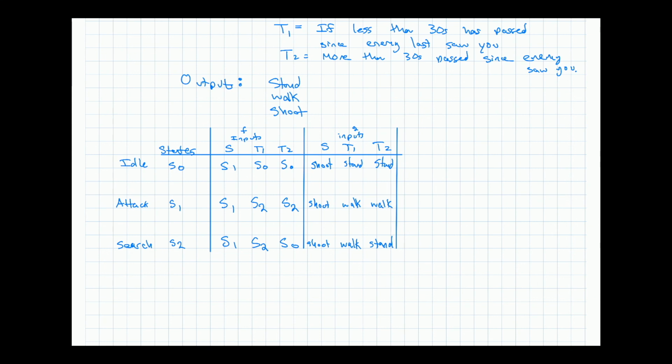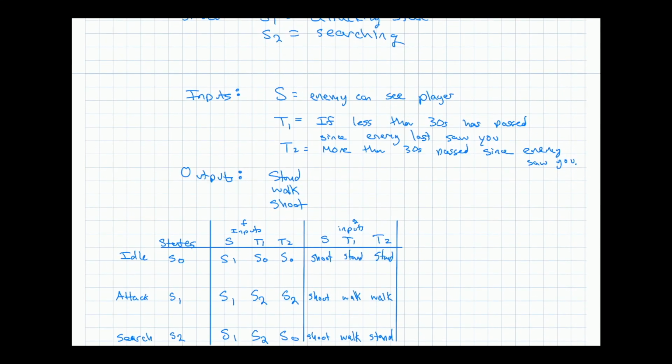You can see what variables you would need. You would need a variable, or a function to test, whether it can see the player right now. And you would need a variable to keep track of time, how long it has been since it saw you, which really you probably wouldn't want to implement this way. You would probably have a timer.